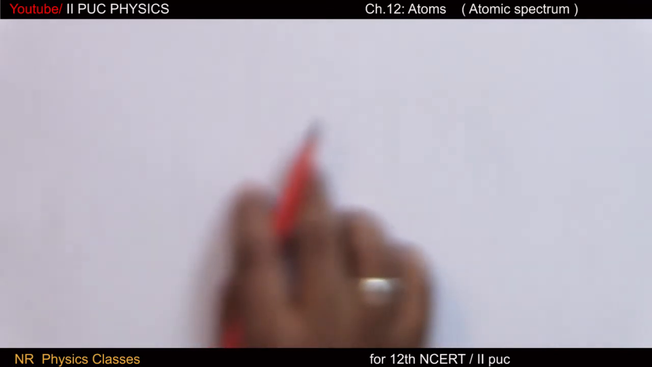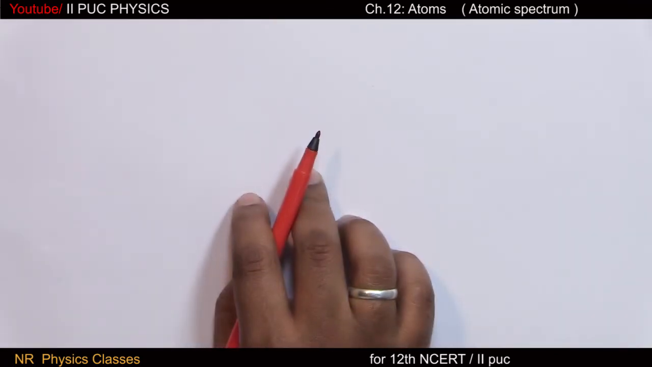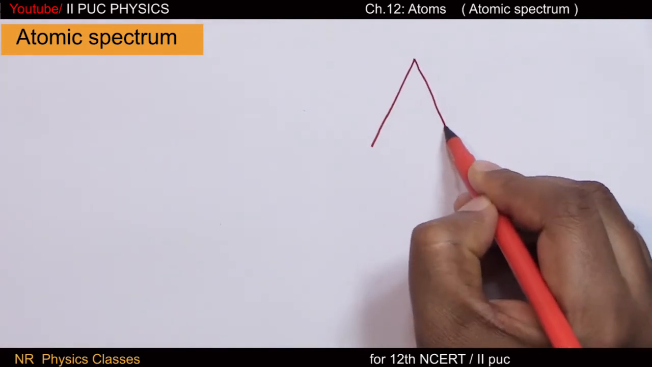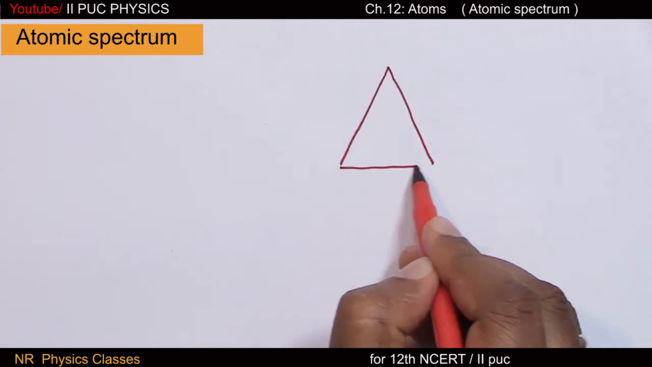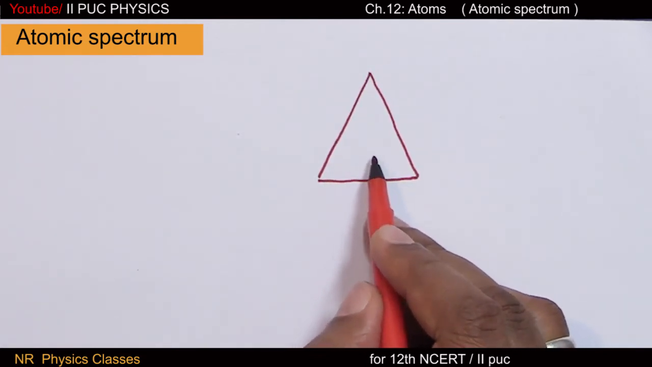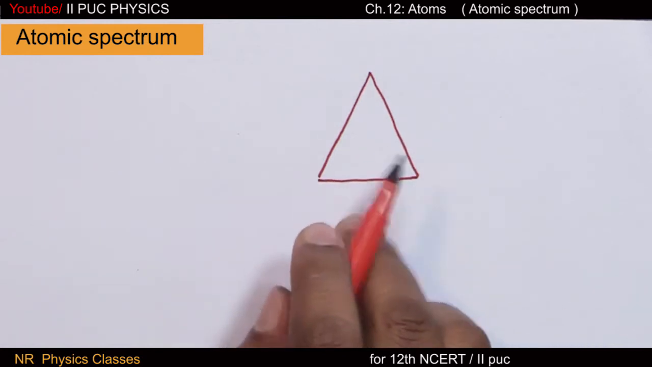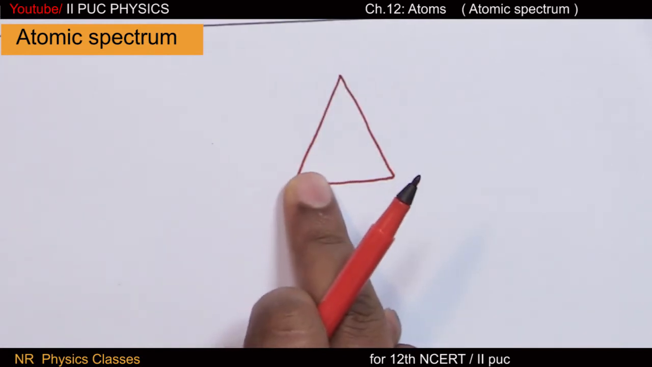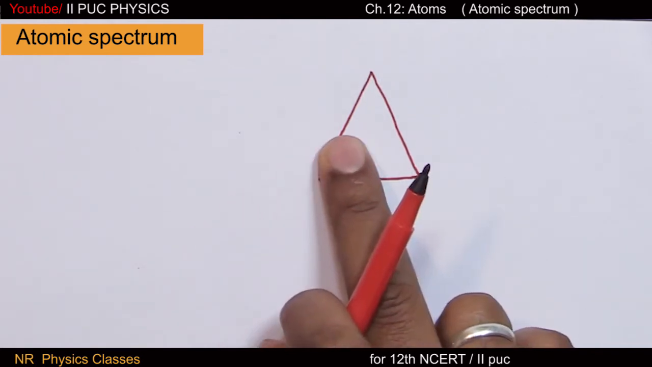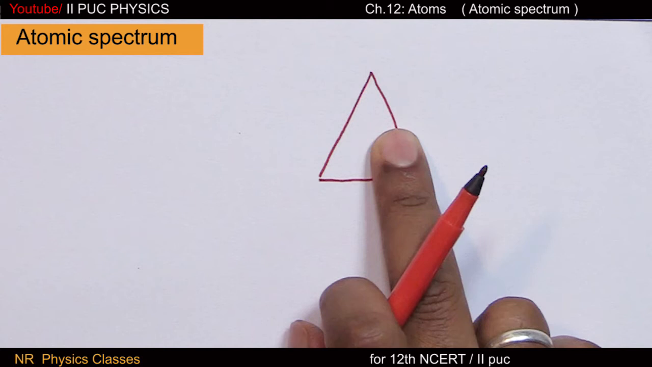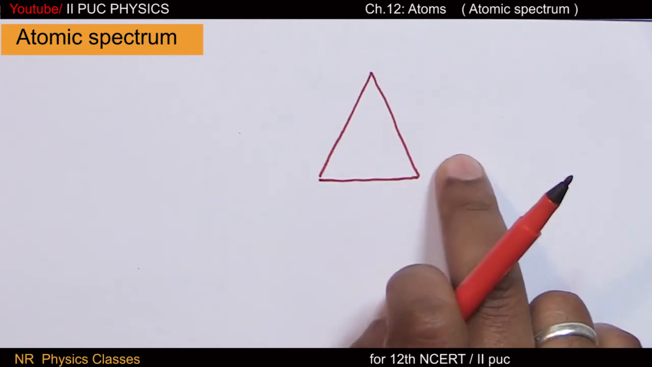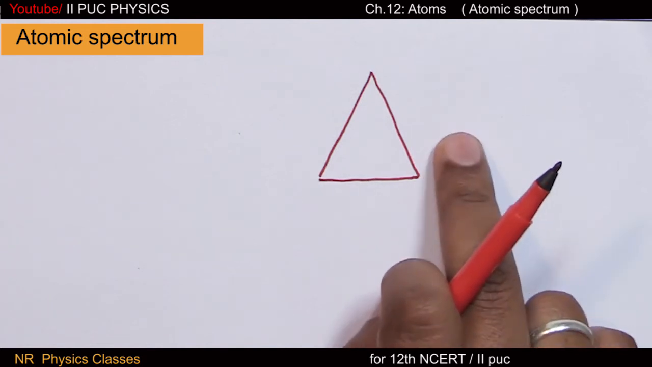Now, a beautiful concept called atomic spectrum. This is a dispersive medium, a prism. You know why prisms are used. If composite light passes through the prism, then radiation is split according to frequency or wavelength, which is called spectrum, isn't it?